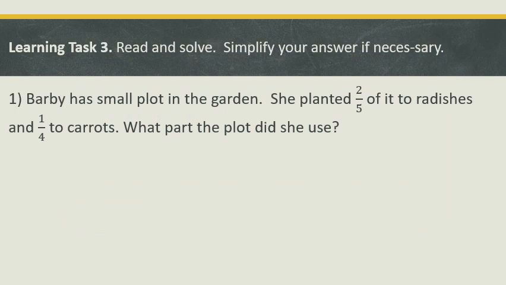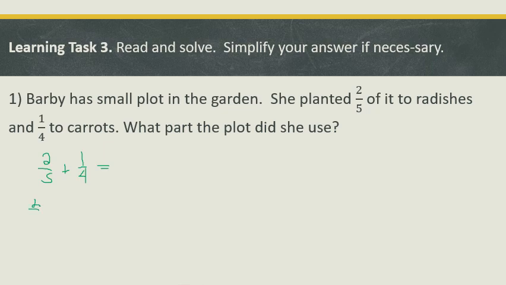Para po sa learning task 3, so Barbie has small plot in the garden. She planted two-fifths of it to radishes and one-fourth to carrots. What part of the plot did she use? So ito po ay addition. So 2/5 plus 1/4. So sila po ay dissimilar. So hahanap tayo ng LCD ng 5 at saka ng 4. So yun po ay 20.